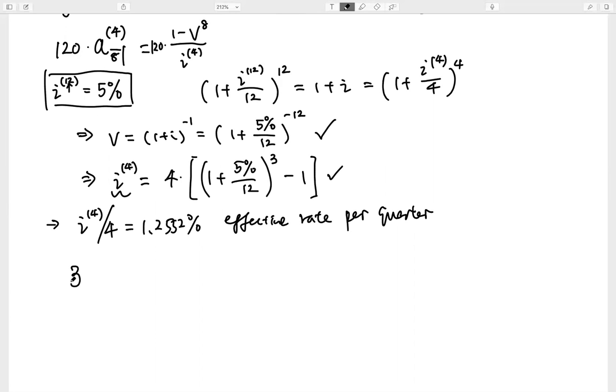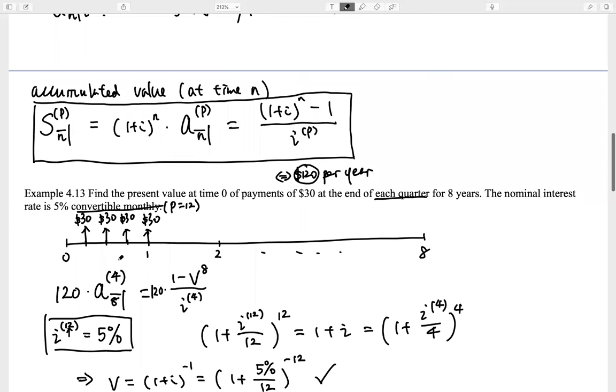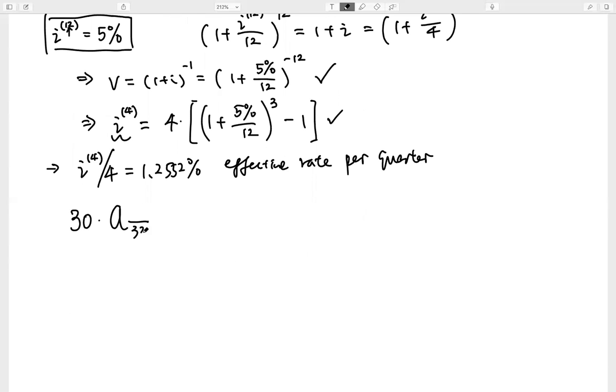Each size is 30 instead of 120 because I'm looking at each payment. I'm doing a standard annuity immediate, but I would want to know how many payments. There are 4 payments each year, and I have a total of 8 years, meaning I would have 32 payments. Now my interest rate would be 1.2552%. Right? This I can easily calculate from my financial calculator, and then I just need to times by 30.